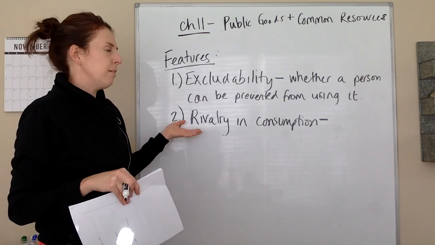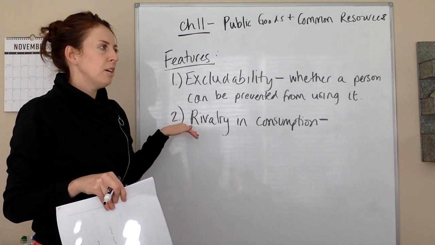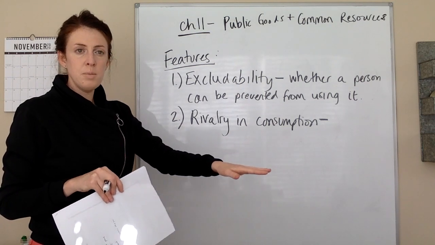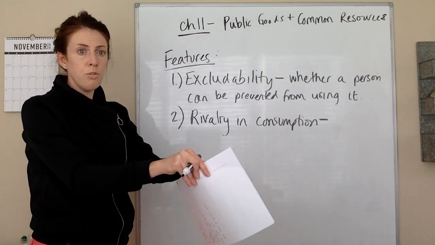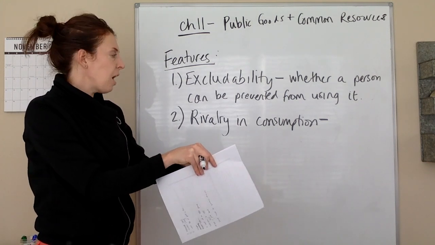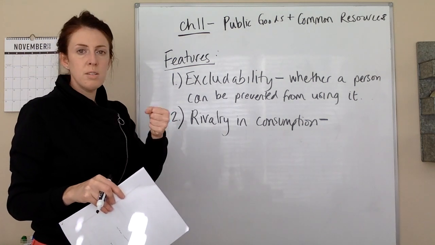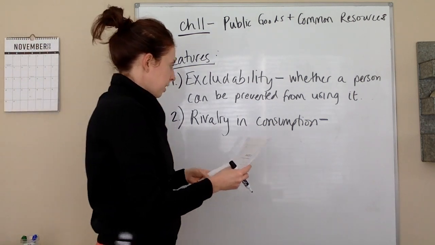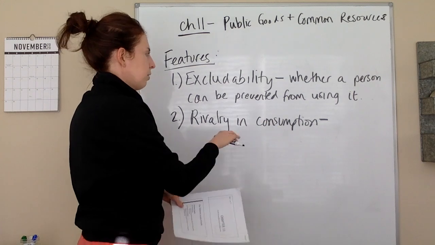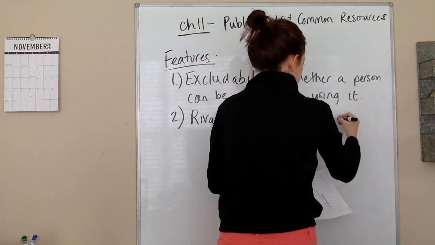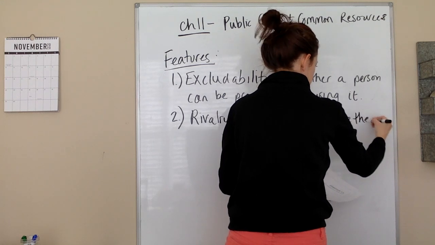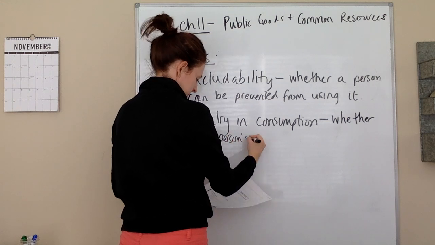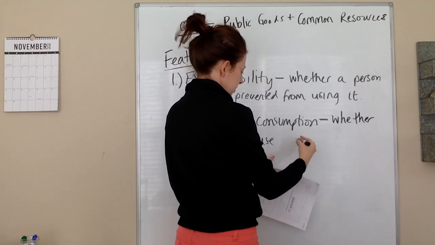Something that's not rivalrous would be a good like a subscription to the New York Times. If I pay for a subscription to the New York Times, that in no way prevents you from subscribing to the New York Times. So that good is not rivalrous, because one person's consumption of it does not prevent another person's consumption of it. The official way we think about rivalry in consumption is whether one person's use diminishes another person's use.